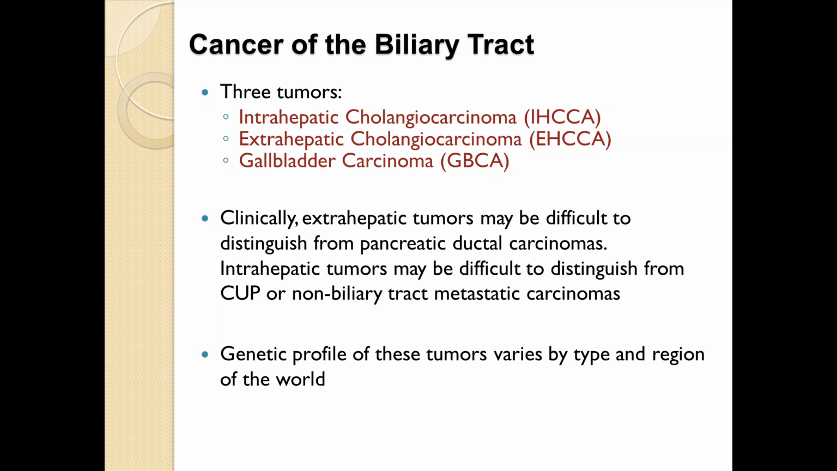Now, clinically, when the patient is seen by the gastroenterologist or the oncologist or the surgeon, sometimes extrahepatic cholangiocarcinomas can be hard to distinguish from pancreas cancer. Intrahepatic tumors, or cholangiocarcinomas that occur in the liver, are often referred to as cancer of unknown primary, or cancers that arise at other organs and spread to the liver, or non-biliary tract metastatic carcinomas. And the genetic profile of these cancers varies by type as well as region in the world.